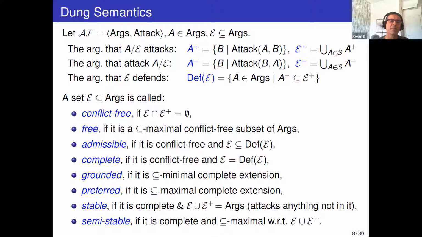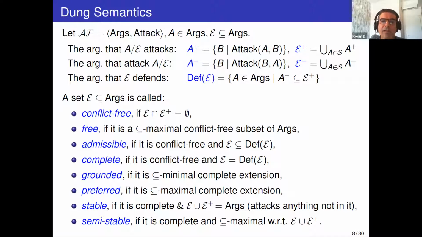So this is, in fact, the basic idea behind the semantics. And in more detail, suppose that we have an abstract argumentation framework, again, a directed graph. Let's denote by A some argument, some node in the graph, and E some set of arguments. Then we denote by A+ all the arguments or the nodes that are attacked by A, and by E+ the set of arguments that are attacked by some argument in E. And similarly, the minus means the opposite. So A- is the set of all the arguments that attack A, and similarly for E-.